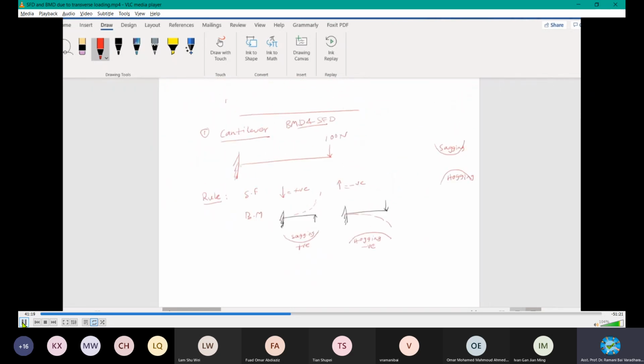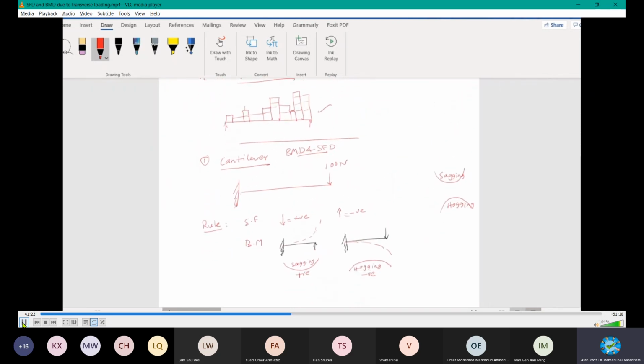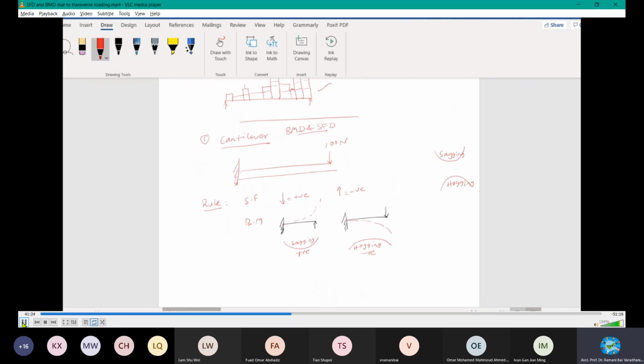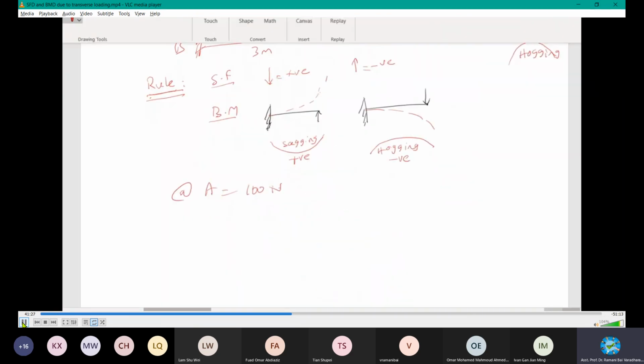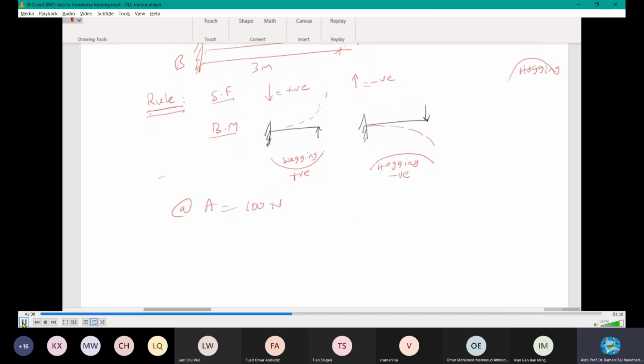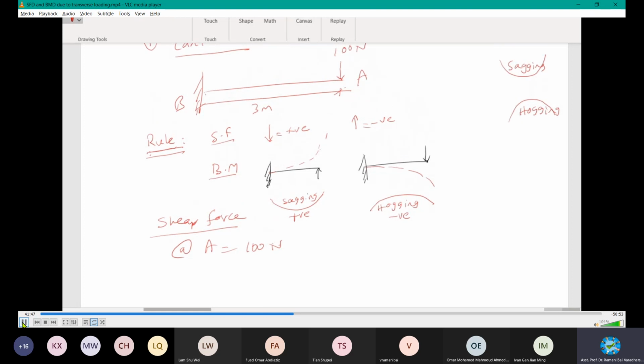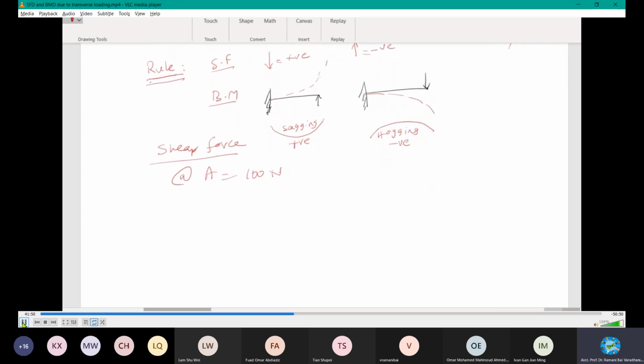Okay, let's go back to the question, which is giving 100 newtons and the span is 3 meters. We are talking about the shear force. First one is shear force. All of you know what shear force is. When a force is acting vertically, the member is sheared along its cross section. The value of shear through this cross section, plotted along the longitudinal section, is called the shear force diagram. We are doing it. We have done it already at A, and then we calculate at B.